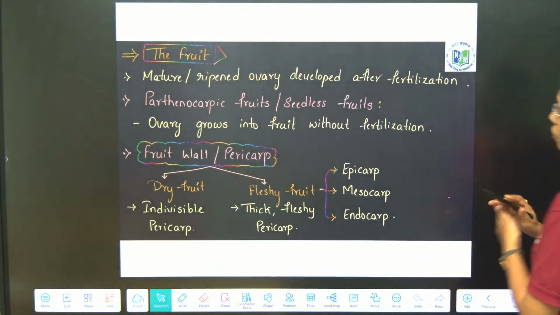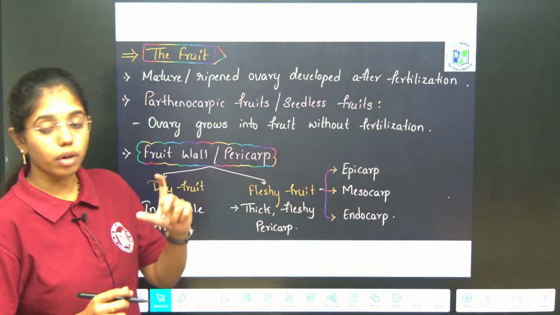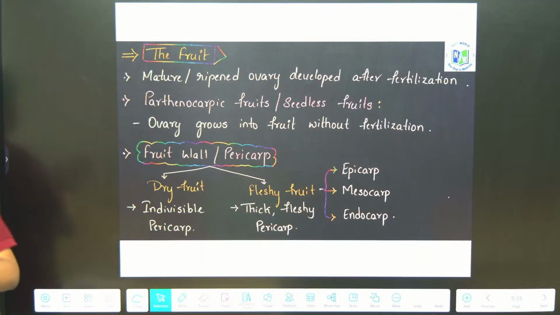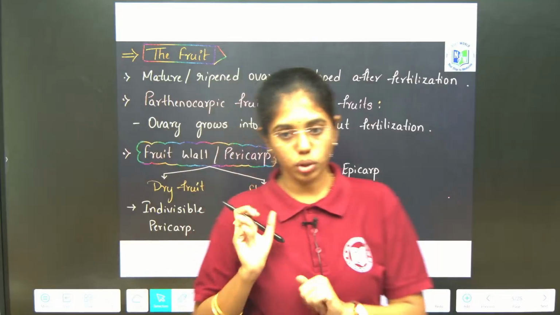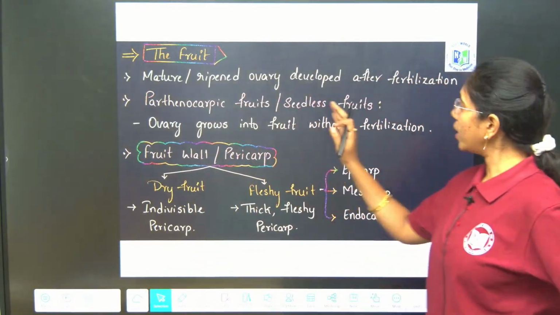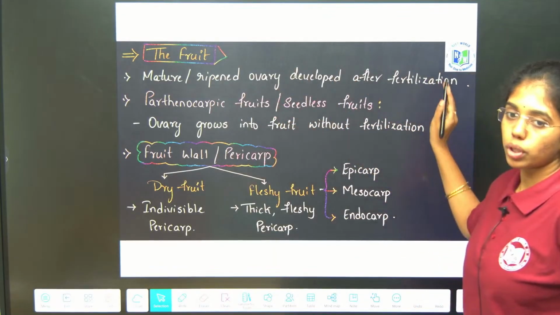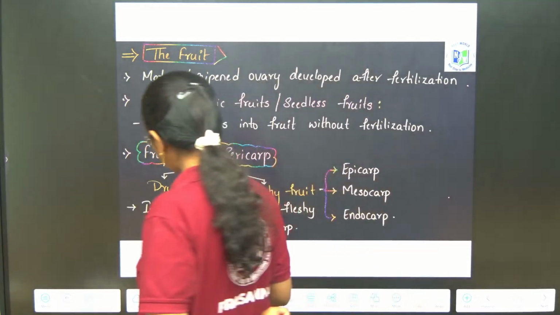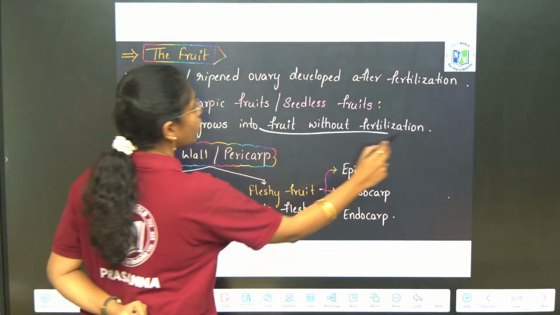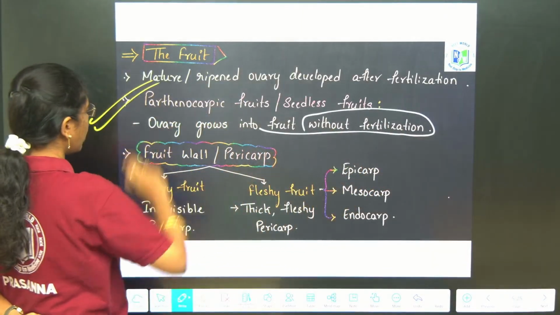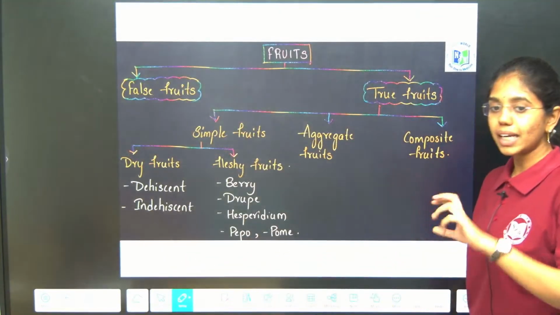So first, which part of the female reproductive structure turns into fruit? Ovule turns to seed, ovary wall turns to what? Fruit. So the mature or ripened ovary developed after fertilization, that is post fertilization, turns to fruit. Parthenocarpic fruits or seedless fruits are also seen, where the ovary grows into fruit without fertilization. Those fruits are called parthenocarpic fruits.